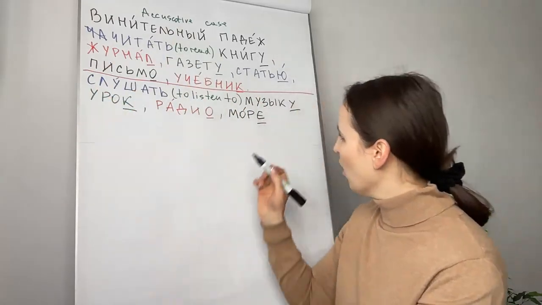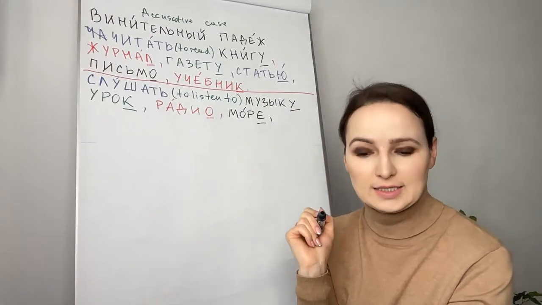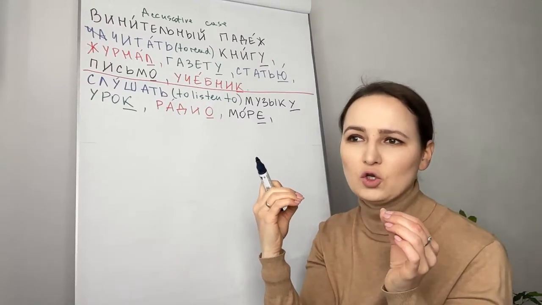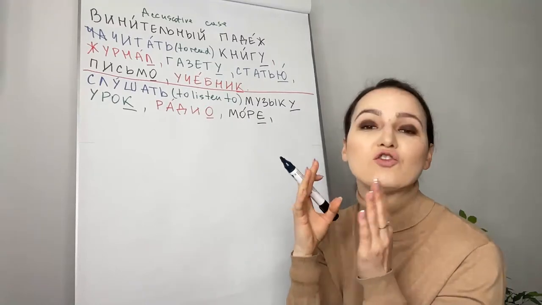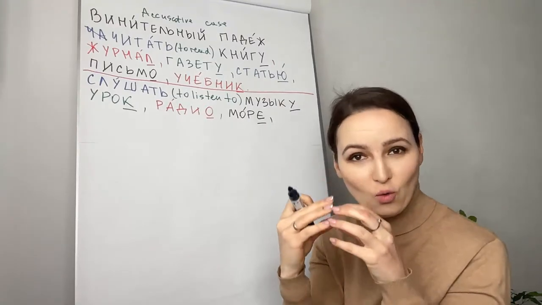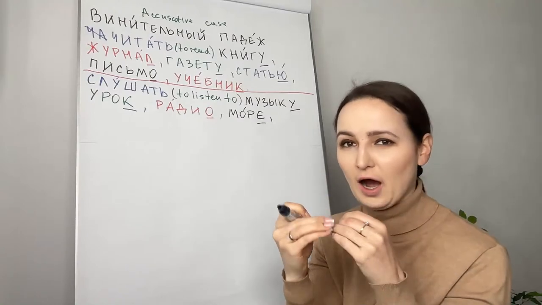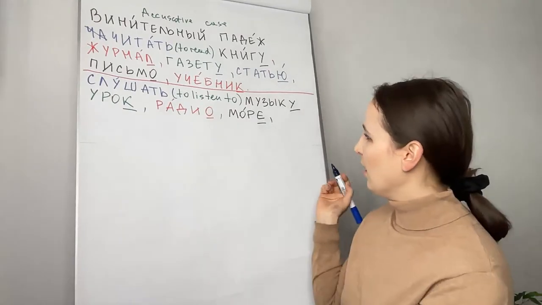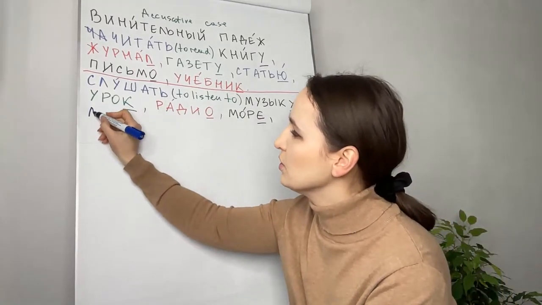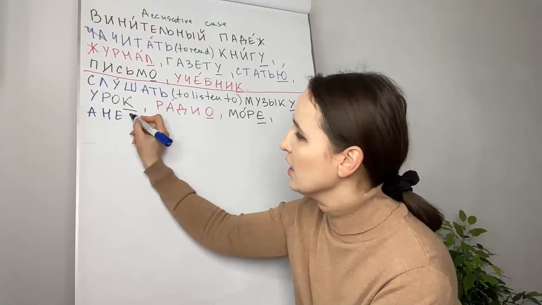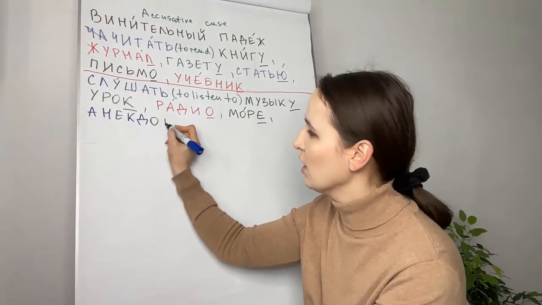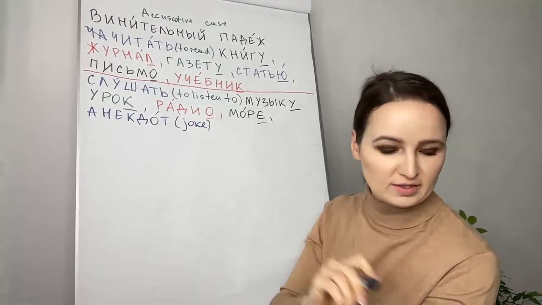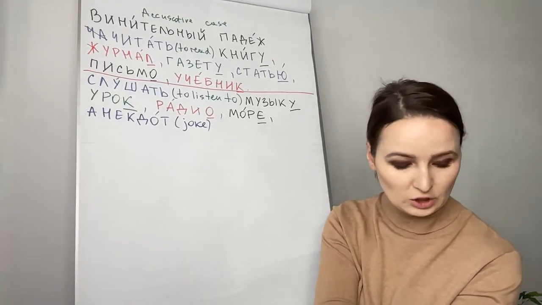Or, one more example is анекдот. Анекдот is a funny story. Usually this story is not a real story. It's just a funny joke, but jokes usually are shorter. Анекдот is something longer. Слушать анекдот, to listen to an anecdote. A joke. A long joke. Хорошо.